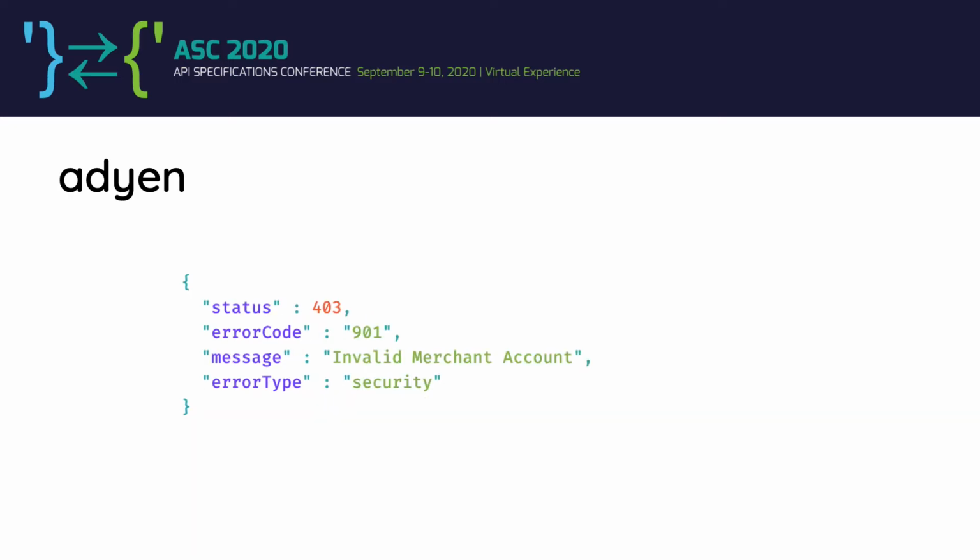Okay, the payment service provider Adyen uses a similar approach. What's interesting at their error handling is the fact that the error type can have one of four values that categorize the error. So the four types are internal, validation, security, and configuration. So you not only have the error code, which is a specific code for their code base. You also have a category by using the error type.